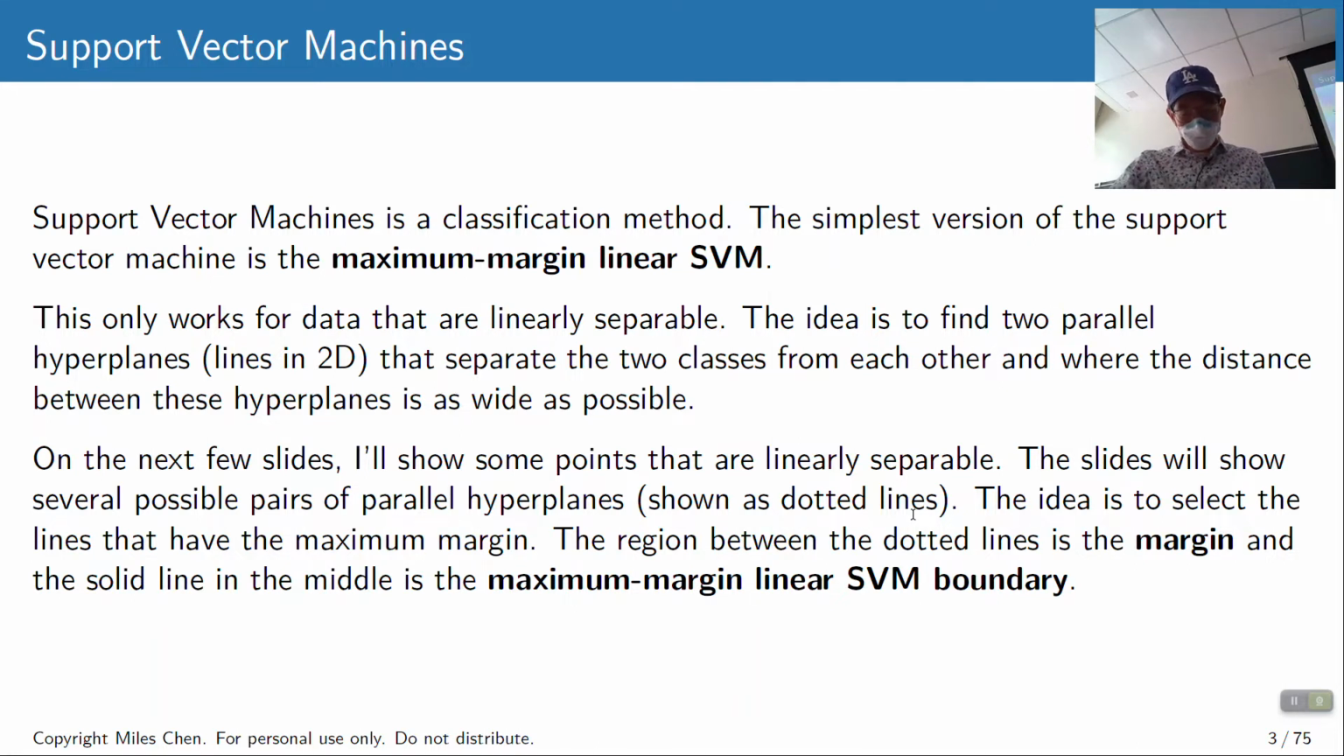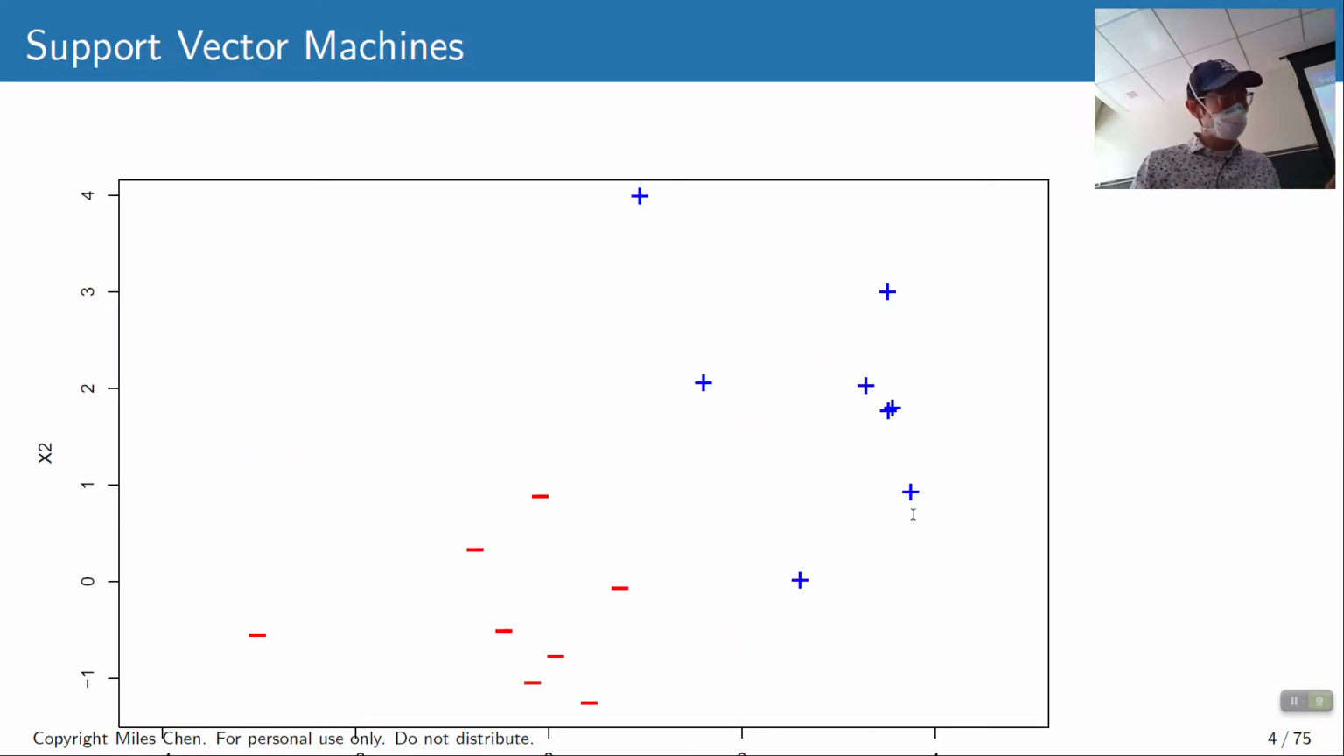Okay, so I'm going to start off with some points that are linearly separable, and which one will be the one with the maximum margin? I'm just showing a whole bunch of pictures to show you where we can draw the widest train tracks that are going to separate the red from the blue. The blue are indicated with plus signs, and the red dots are indicated with minus signs. And where can we draw some train tracks?